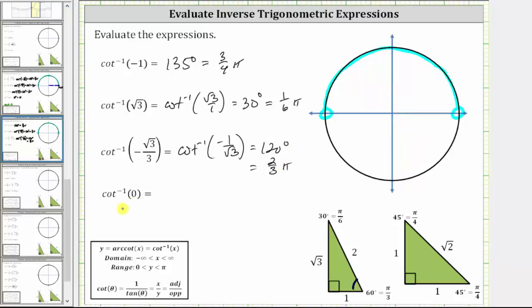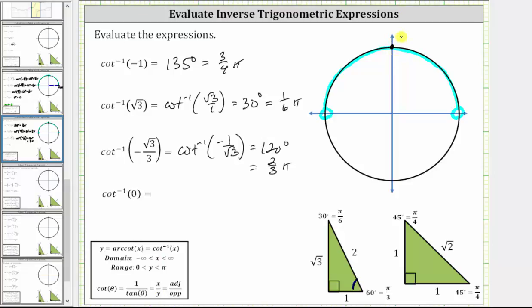And then finally we have inverse cotangent of 0. I wanted to include this one because we will not be able to use the reference triangle to evaluate this. We will have to use either the unit circle or our knowledge of the graph of the cotangent function. On the unit circle, cotangent theta is equal to x divided by y, which means to evaluate this using the unit circle, we need to find the point on the unit circle in this interval where x divided by y is equal to 0.